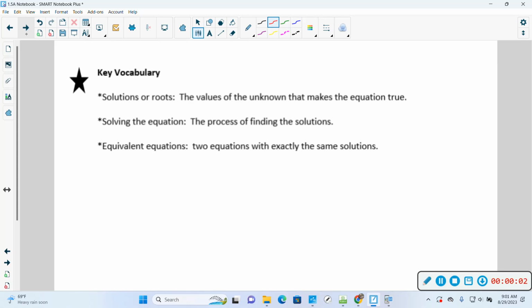Vocabulary, of course: you will hear solutions, roots, all meaning the same thing. They're the values that make the equation true. Some textbooks even refer to those as zeros. Zeros, solutions, roots, all kind of synonymous. Solving the equation, of course, we're going to solve it. And then equivalent equations: two equations with the exact same solution. So if you end up with two different equations, x equals 2, we say the equations are equivalent, for whatever that is worth.